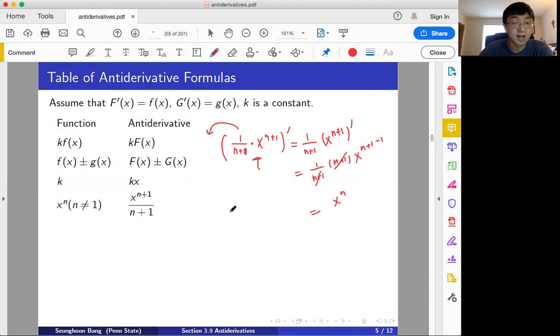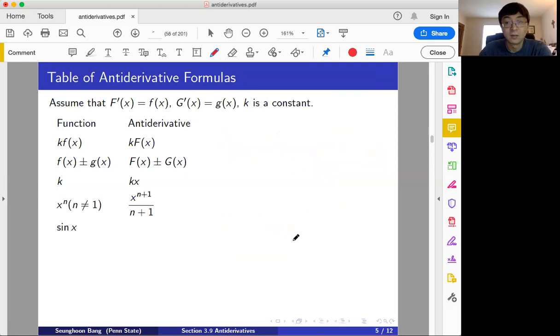It's the antiderivative. So one example: which function prime is x squared? You can use this formula. Exactly 1 over 2 plus 1 times x to the 2 plus 1. This is the antiderivative, exactly 1/3 x cubed. This is the antiderivative of x squared. This is the idea. What's the antiderivative of sine of x?